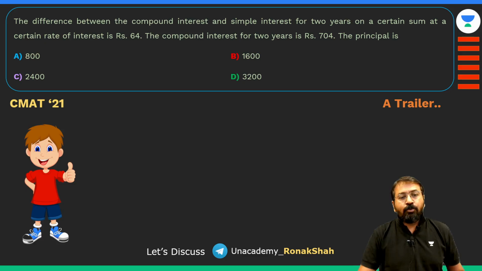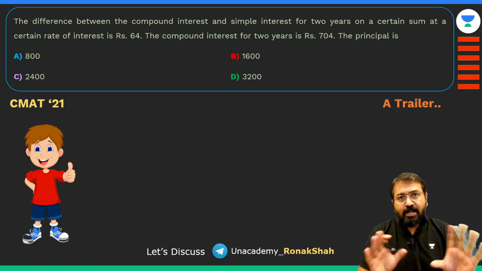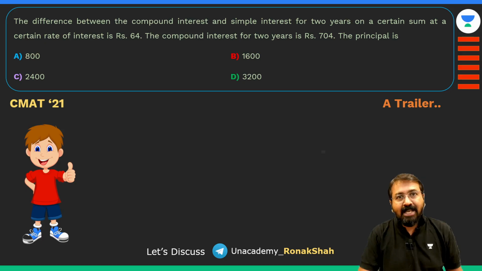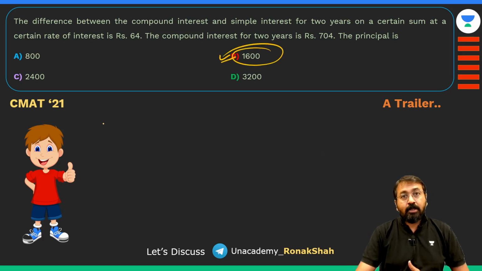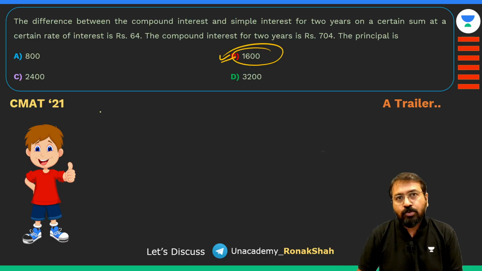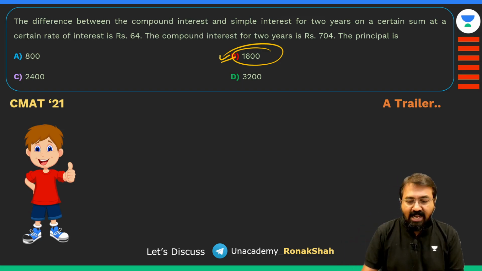So just to quickly give you an idea, we are going to look at some really interesting shortcuts. For example, this question of CMAT 2021. Now, if you try to do it with the conventional method, it will take some time. But here you can directly tick mark option B because that's the only perfect square number. Now, why do we need to look at a perfect square number? I'll tell you when we understand this concept. So stay tuned and let's begin.